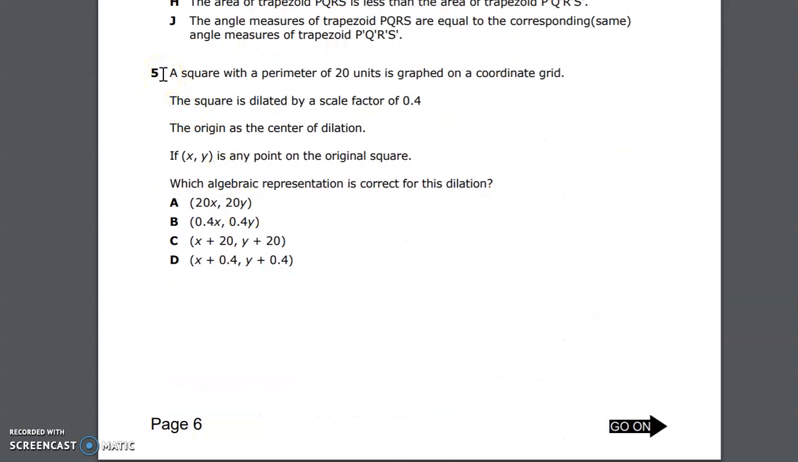Number 5, a square with a perimeter of 20 units is graphed on the grid. The square is dilated by a scale factor of 0.4. The origin is the center of dilation. If xy is any point in the original square, which algebraic representation is correct for this dilation? So which one of these rules is written for a scale factor of 0.4?